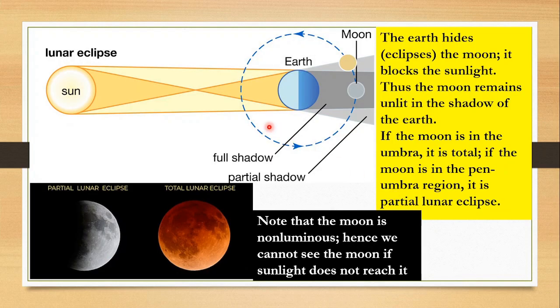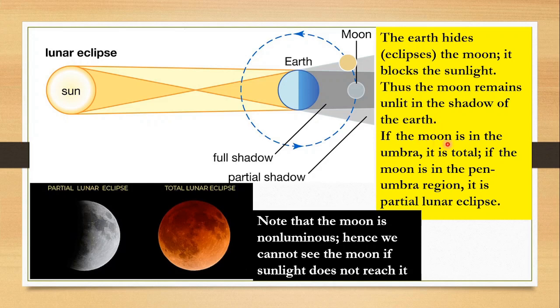So let us see first lunar eclipse. The earth hides or eclipses the moon. The literal meaning is hides. The earth blocks the sunlight, so the sunlight cannot reach the moon. The moon remains unlit in the shadow of the earth.